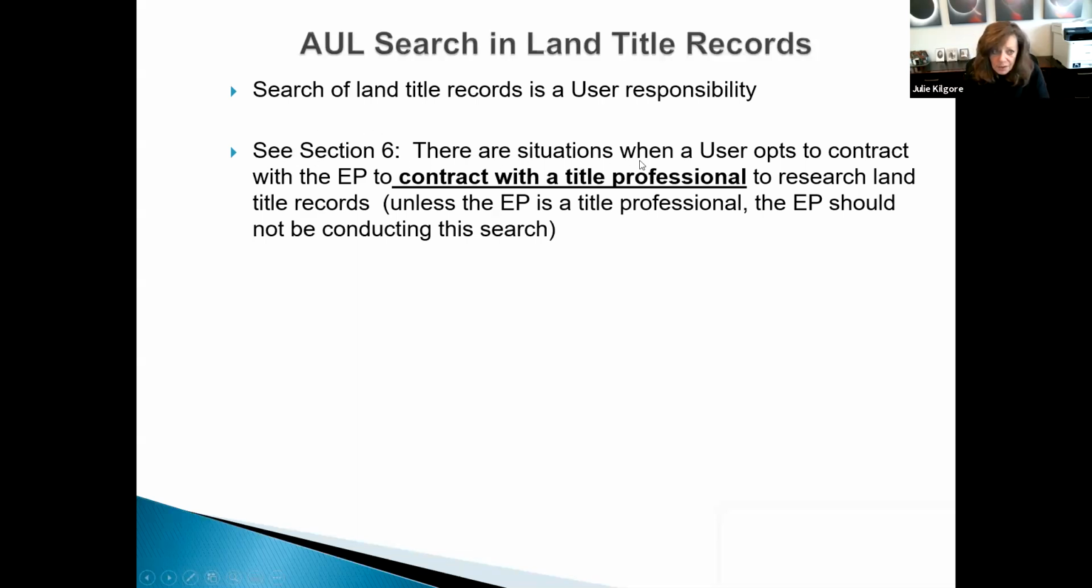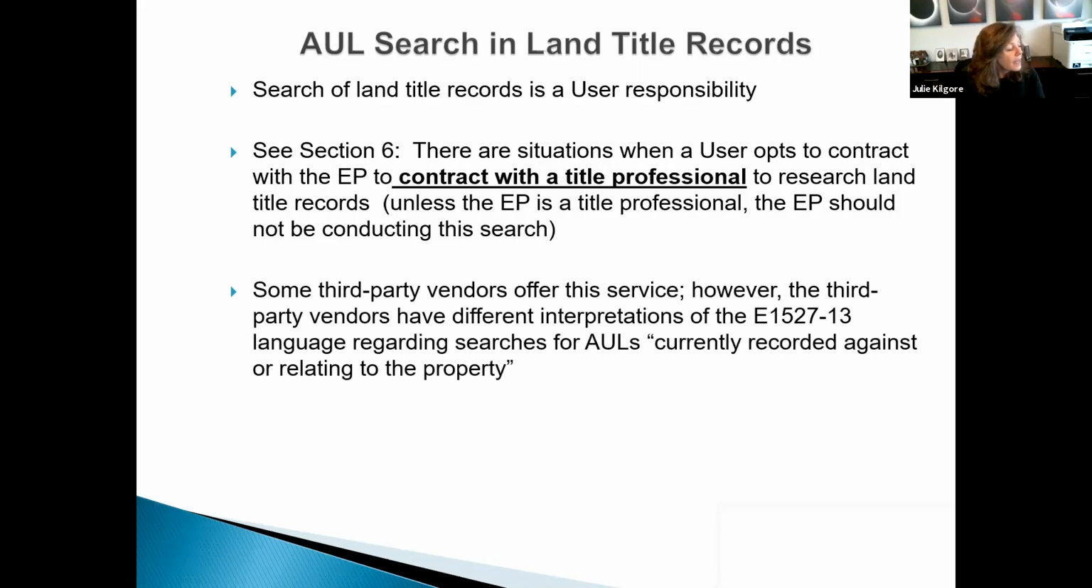Now, there are situations, as it says in Section 6 of the standard, when a user opts to contract with the environmental professional to contract with a title professional, again, emphasizing the importance of using a title professional to research land title records. But that's a user option to do that. So what had happened is there were some third-party vendors who started to offer this as a service to environmental professionals. But there were some different interpretations of the standard about researching land title. It wasn't environmental liens, because if you got a multi-million-dollar lien from EPA recorded against a property, no one's going to miss that, right?